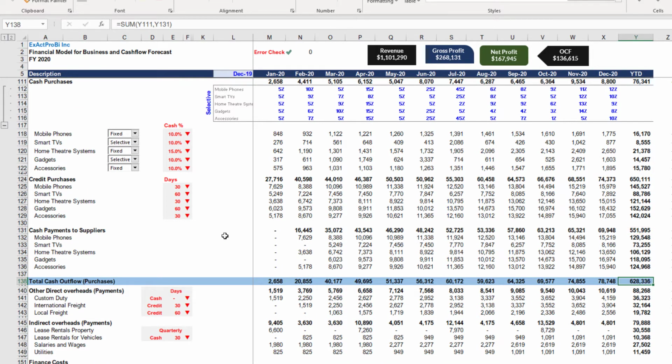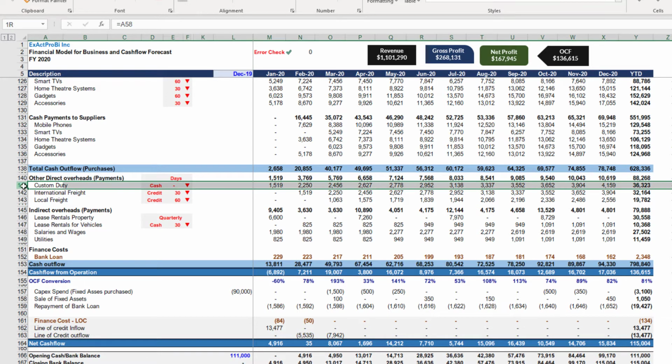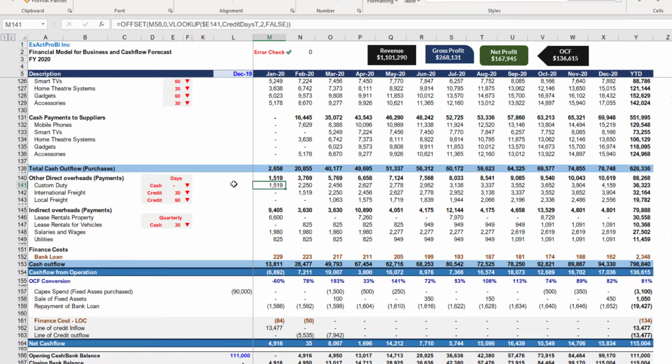This is the total. Now below that we have a total indirect overhead payment. Here also we have some credit. So for custom duty, we have credit of 0 days, because custom duty ideally is paid at the airport or at the seaport, wherever your goods are coming from. There the government authorities ideally will not give you any credit. You just have to give them a check in order to release your product. So for that I have kept it at 0 days.